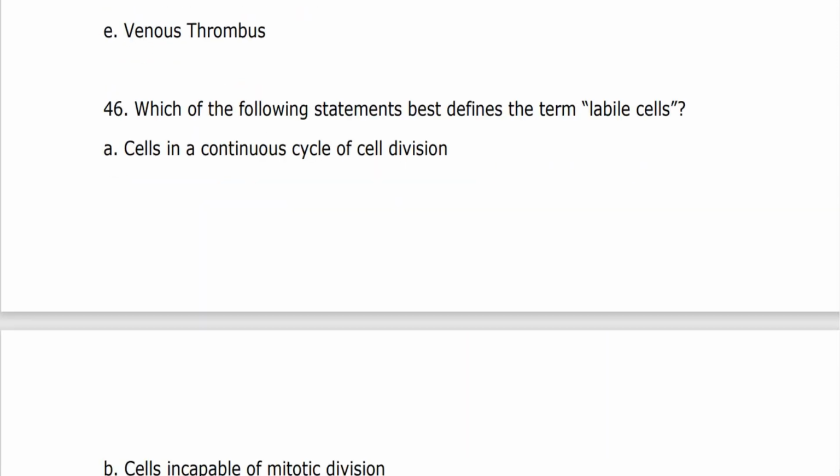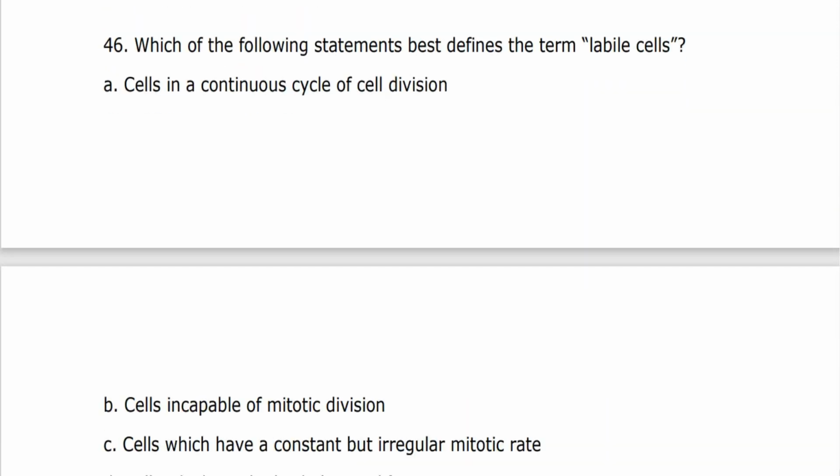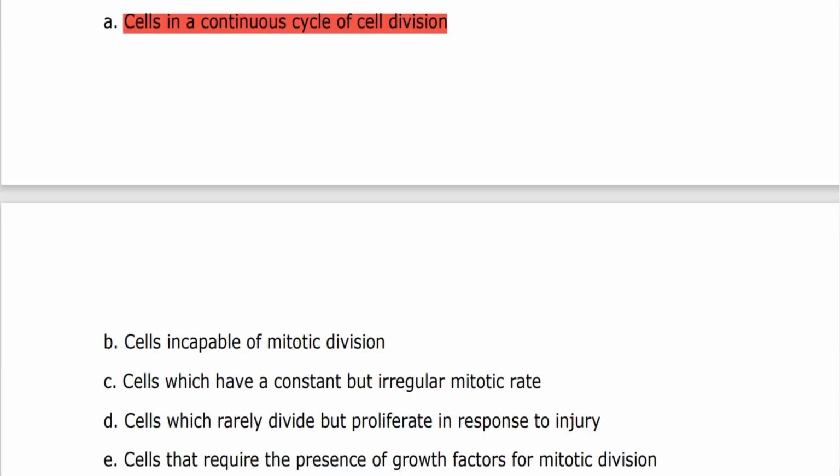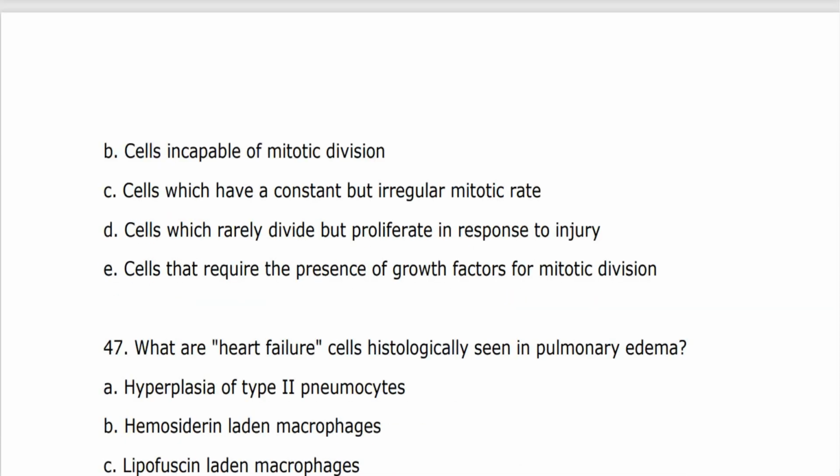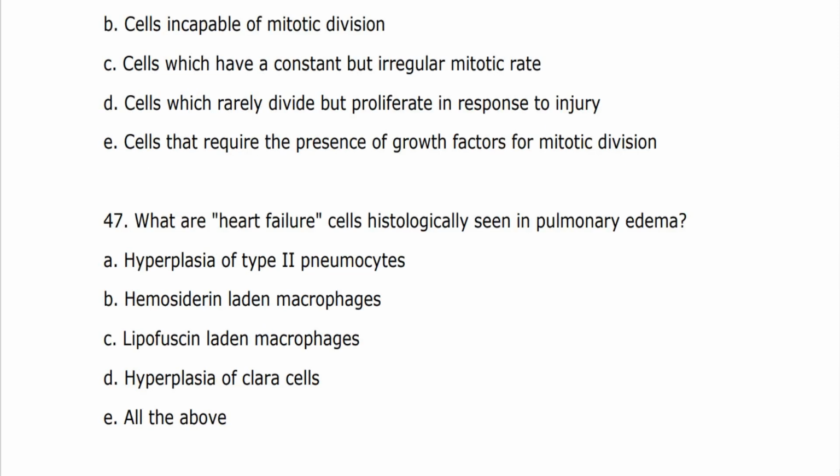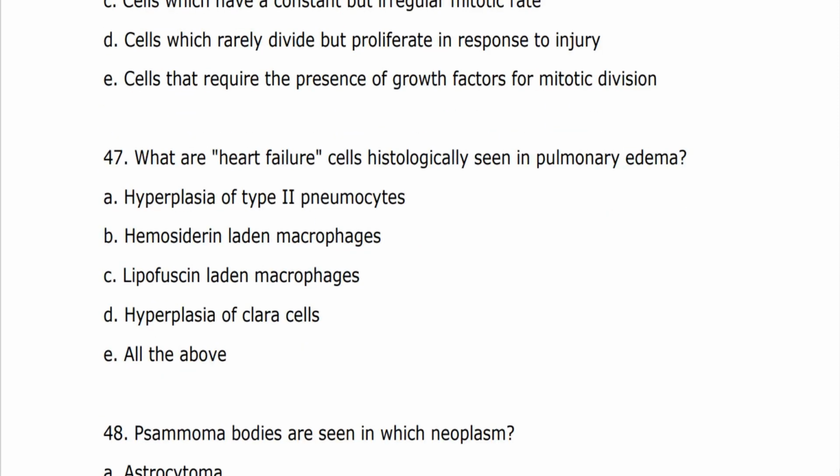Which of the following statements best defines the term labile cells? I think I just used that word. They are cells in a continuous cycle of cell division. Yes, that should be our answer. They don't stop, they keep dividing. Then you have stable cells, which are not constantly dividing, but will be able to enter into regeneration if they are injured or if the stimulus is right. Then you have permanent cells, which will not go anywhere no matter what you do to them. They basically die and turn into fibrous tissue.